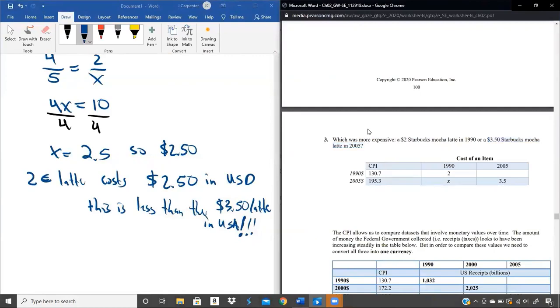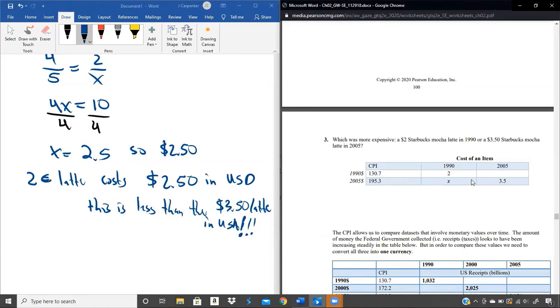So now instead of comparing a latte from Europe versus America, we're comparing lattes in America one year versus another and seeing when was it cheaper to be buying these lattes when you consider all the different things in the world that you'd be buying, which is what CPI accounts for. So is it cheaper for you to be drinking lattes in the past? Well, I guess 2005 is in the present. The way back past of 1990 or the slight past of 2005.